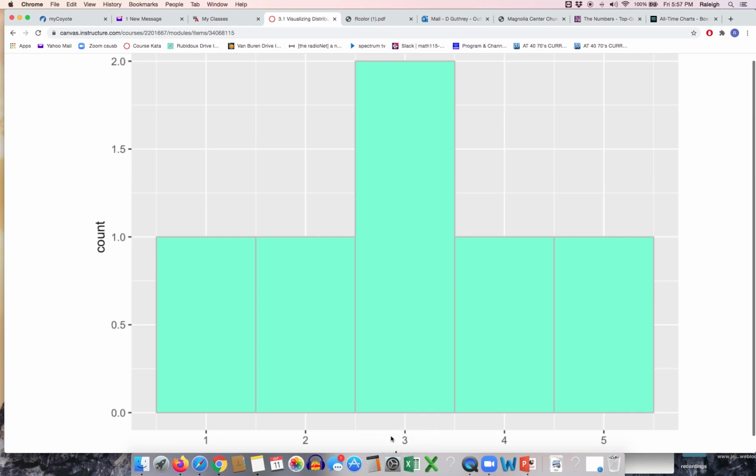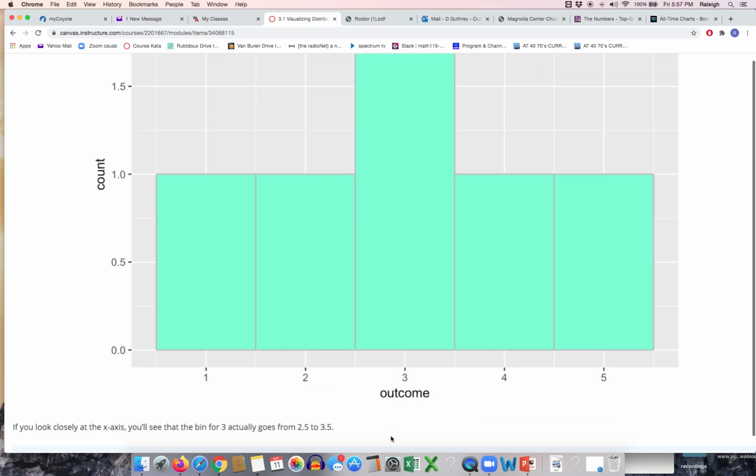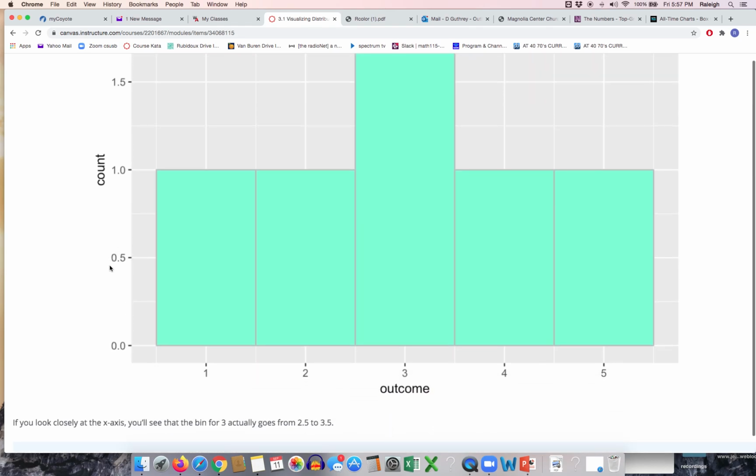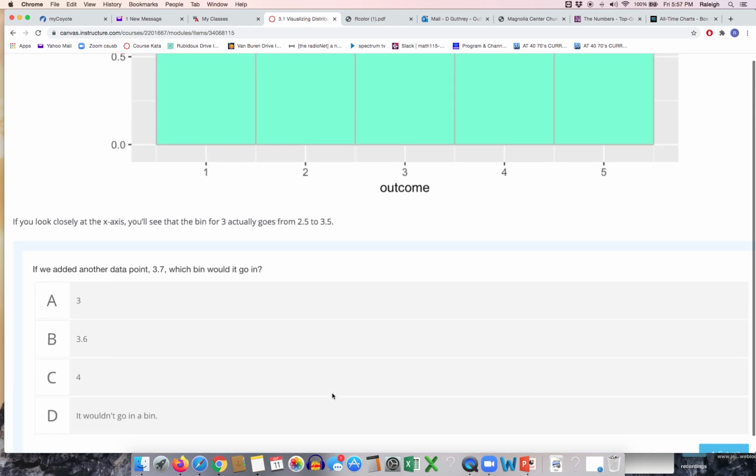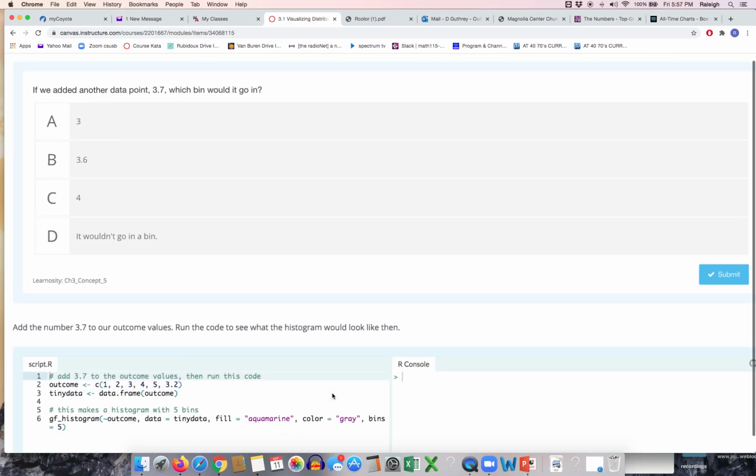3.2 rounds into the 3. It's closer to a 3 than any other number. And of course, it's absurd to have a half of a count. That's just silly. That's just unfortunate the way they structured that. If you put it at 3.7, where do you think it would go? Well, you can make a guess on that.